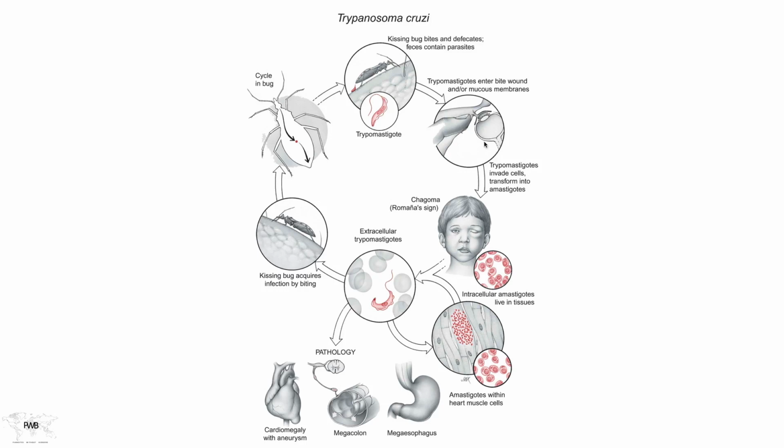Once the organism gains access to the mucous membranes, it's able to penetrate those membranes and enter the blood supply. And when it does, instead of behaving like the African trypanosomes, which remain as the trypomastigote throughout their entire life cycle, this trypomastigote has a secret life that it begins by penetrating cells. And at that point, it now becomes an obligate intracellular parasite.